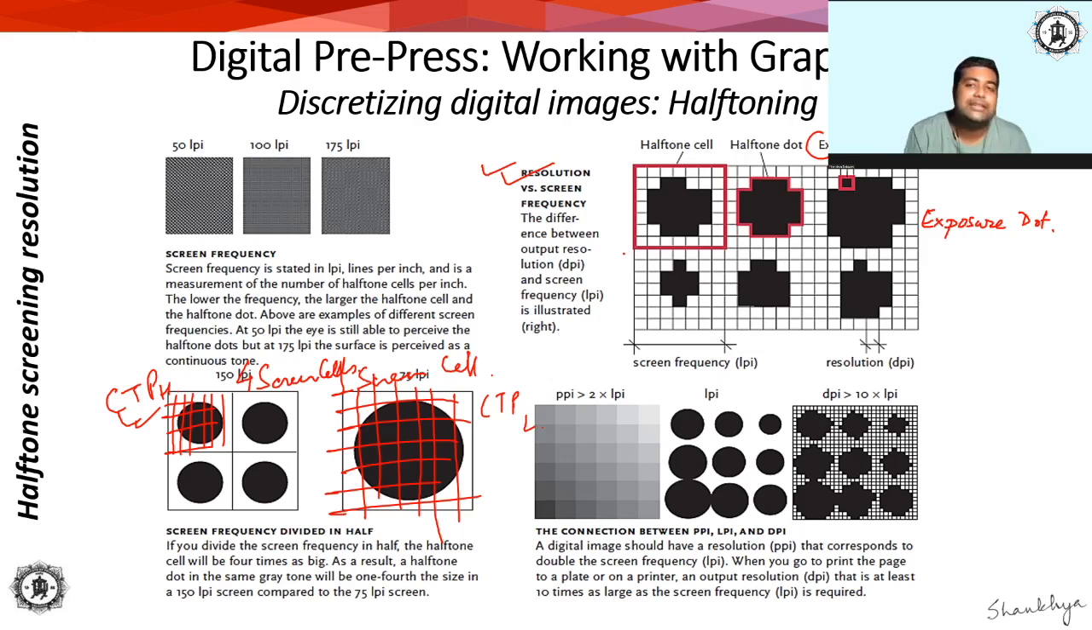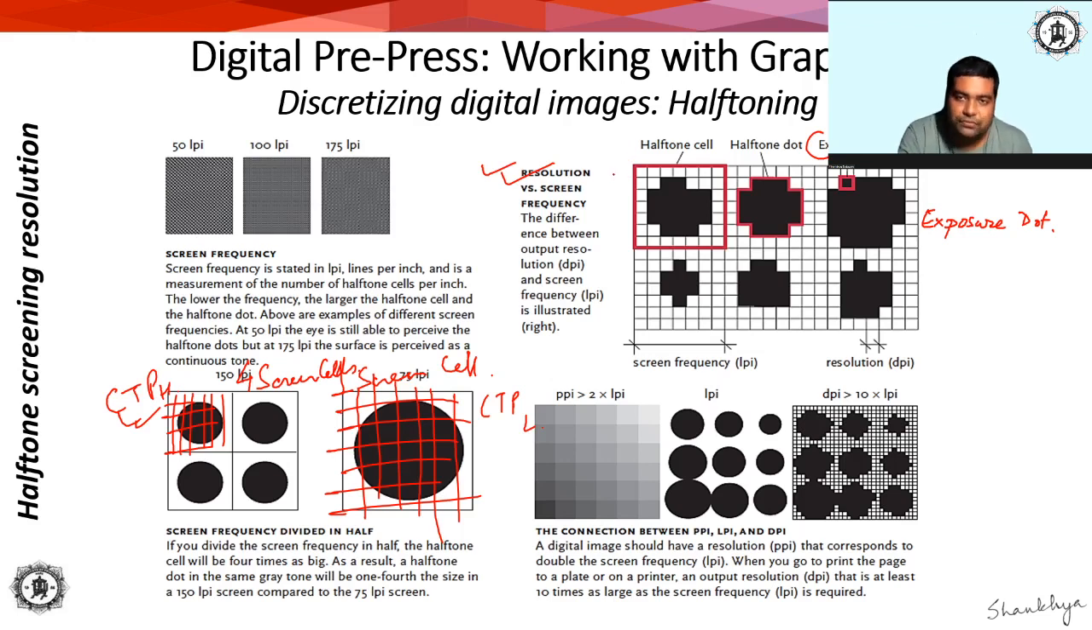We are having a digital image. A digital image is made out of what? Pixels, right? So maybe your digital image is made out of 200 by 100 pixels. Now we need to represent those pixels as dots in a plate to be printed. We cannot print pixels. Our printing system does not work like that, isn't it? So what we start with is an image whose resolution is measured in ppi, pixels per inch.